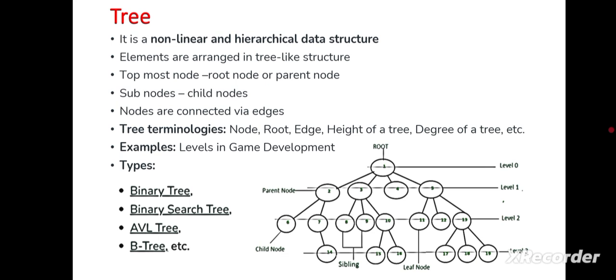Some terminologies in the tree concept are node, root, edge, height of tree, and degree of the tree. Levels in game development are an example of the tree concept. And there are four types of trees: binary tree, binary search tree, AVL tree, and finally B tree.